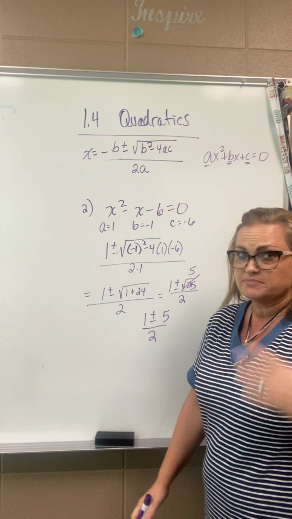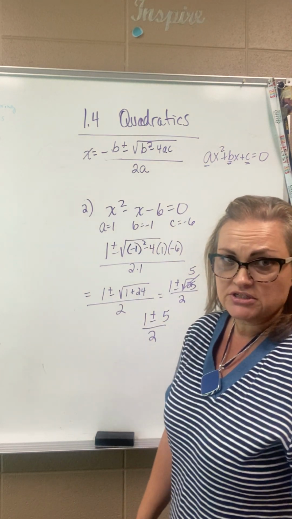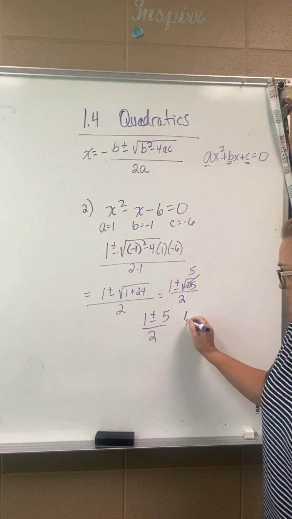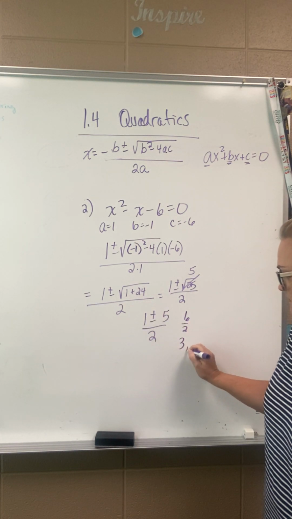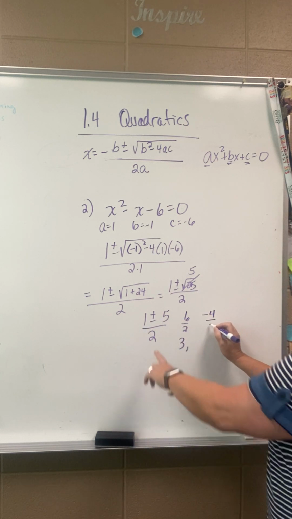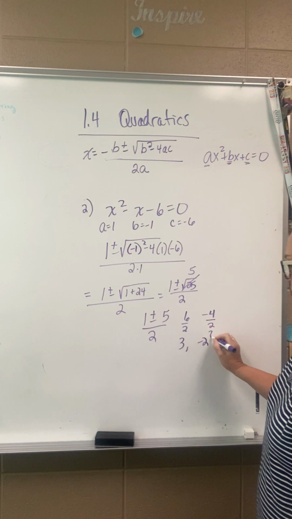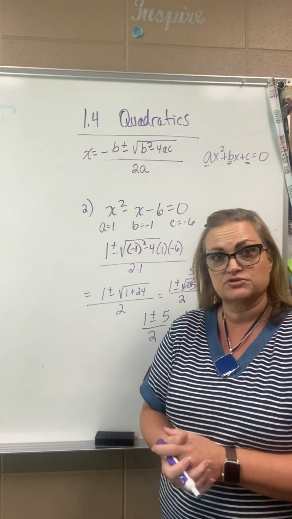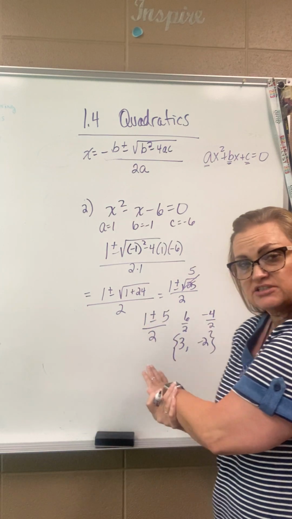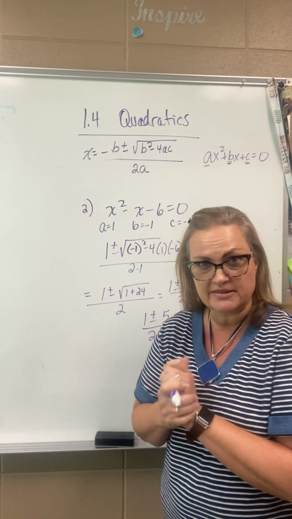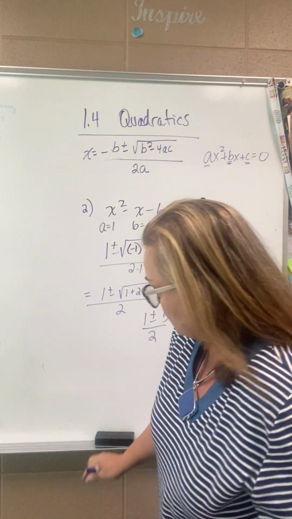And when we do, we're expected to work it all the way out as far as we can reduce it. So we can do this. 1 plus 5 would be 6 over 2, or 3. Then 1 subtract 5 is -4 over 2, which is -2. So there's our final solutions, nice rational solutions. And again, when we get rational solutions, that means we could have factored if we wanted to pursue that method. Okay, number 3.